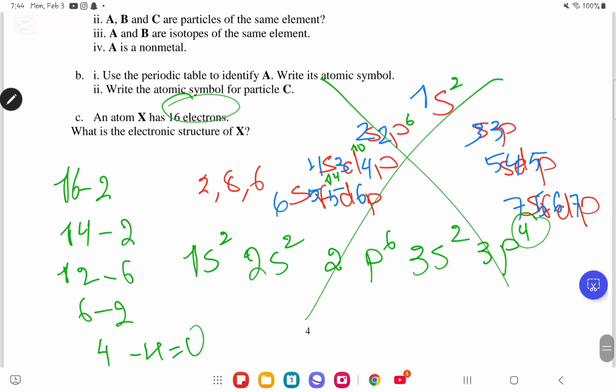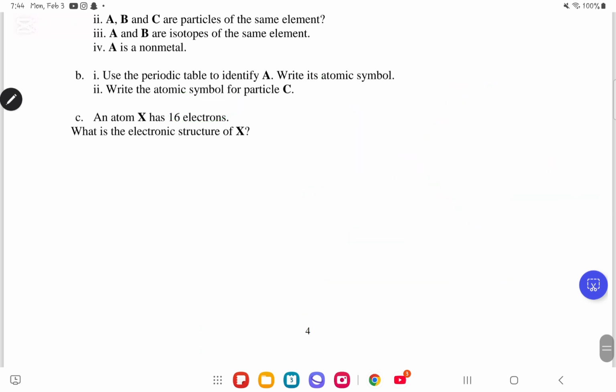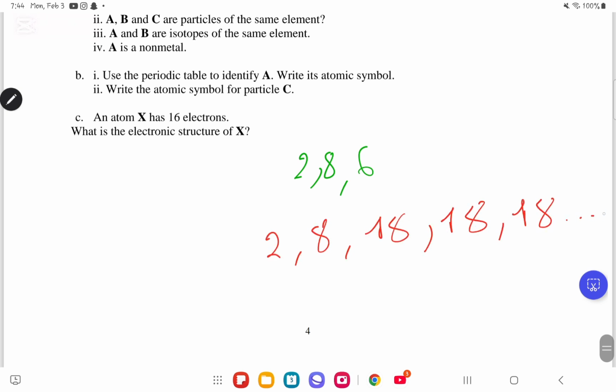So definitely this way is very hard. I prefer you don't use it, just use that 2, 8, 6, and if it is bigger than 20, you can use the 2, 8, and then everything after is 18, 18, 18, etc.